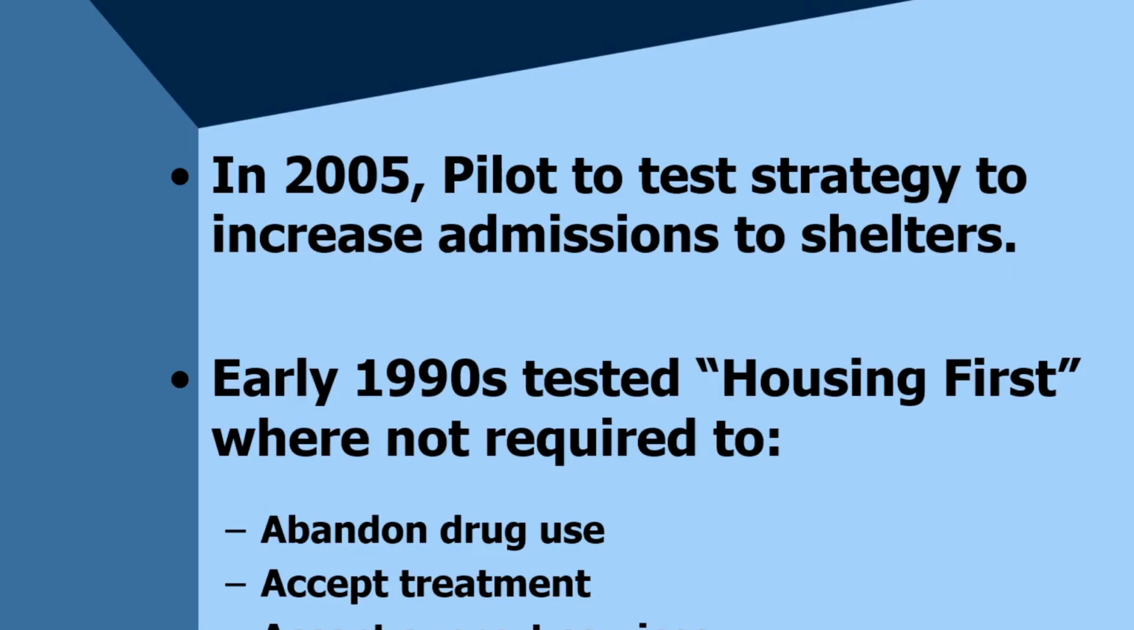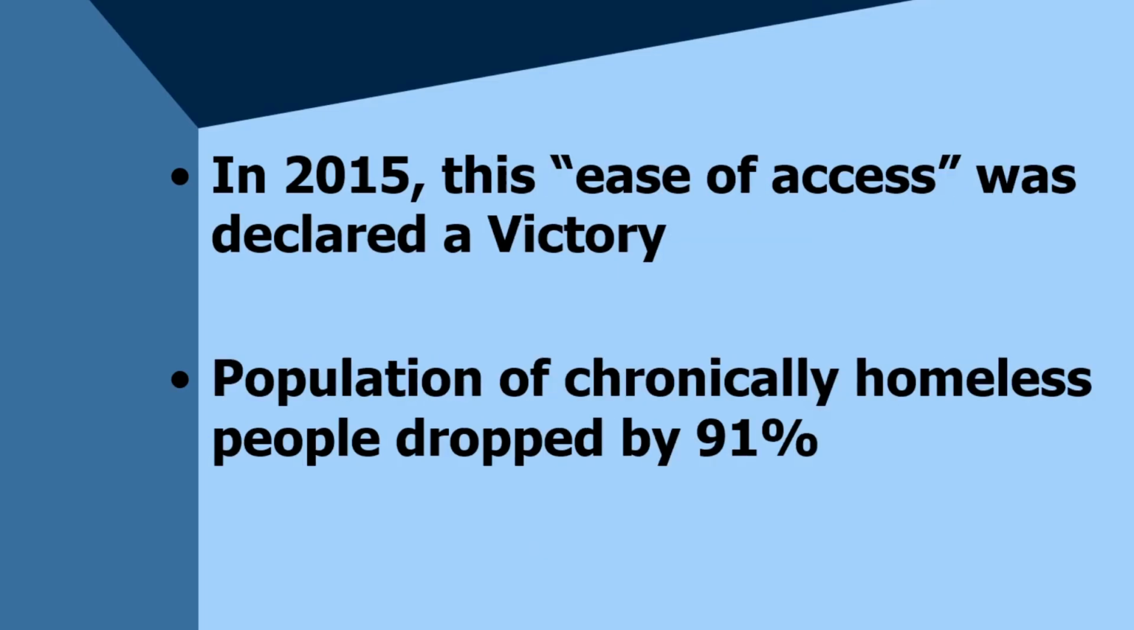An example in Utah is a case that was used to test a strategy to increase admissions to shelters. In the early 1990s, they tested a model called Housing First, where you're not required to abandon drug use, accept treatment, or accept support services. In 2015, this ease of access was declared a victory, with the population of chronically homeless people dropping by 91% in Utah.